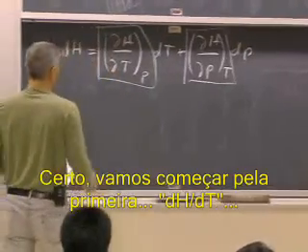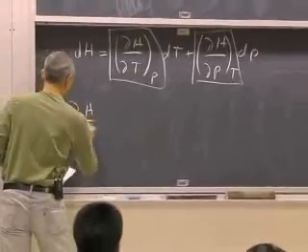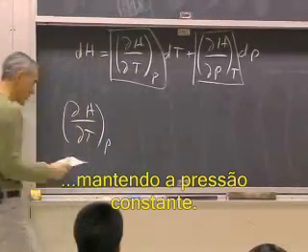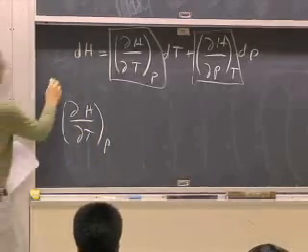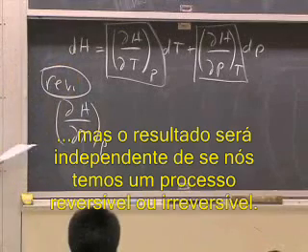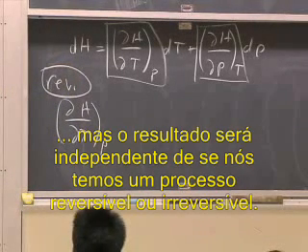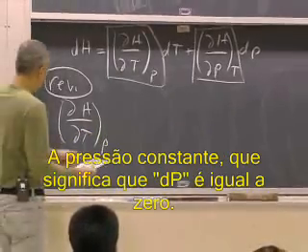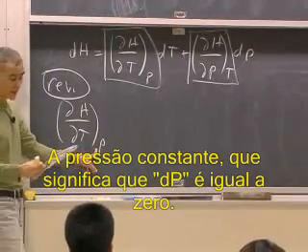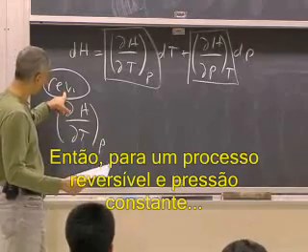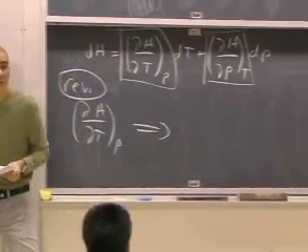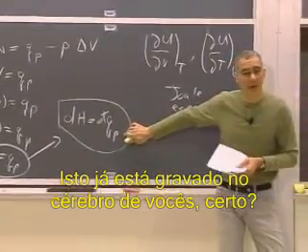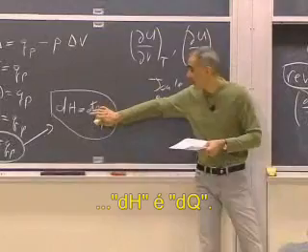All right, let's start with the first one, dH/dT, keeping the pressure constant. And we're going to look at a reversible process to help us out, but the result is going to be independent of whether we have a reversible process or irreversible process. Constant pressure, that means dP is equal to 0. Okay? So for a reversible process, constant pressure, what do we know? This is already branded in your brain, right? Reversible process, constant pressure, dH is dQ.